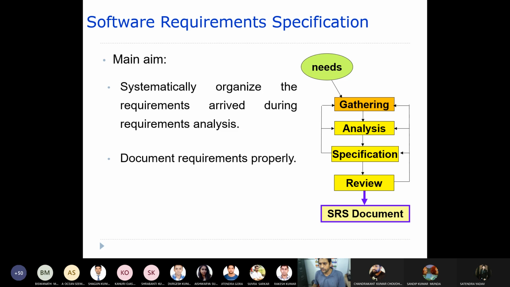When you are specifying some requirements and you need some revision, you can go back to the gathering. You gather certain things again, analyze, and then come back. Similarly, if you want to analyze certain things, you can go back to the analysis phase. So there is always a feedback path among all these activities. Also while reviewing, if you need certain activities revisited, you can go back to that activity and revise certain things. Ultimately the final document coming out of this is an SRS document.